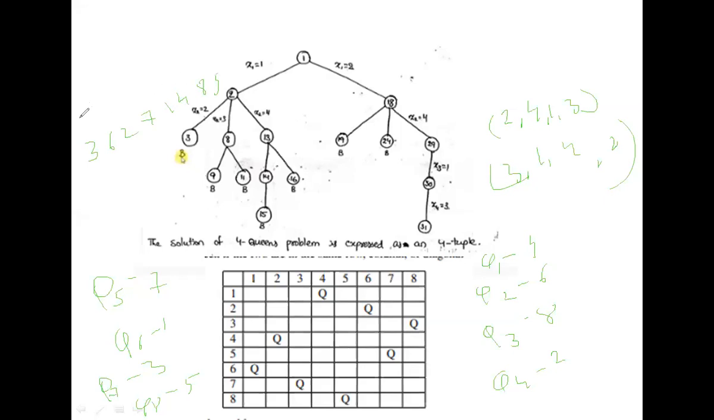So just start from Q1 to Q8. Q1 to Q8 here in the line. This is Q1. Another solution is 3 6 2 7 1 4 8 5. So we just solve the problem in the same manner. You construct the solution subtree, first taking Q1 in the 1st column and Q2 in the 2nd, Q3, Q4, Q5 in the same manner. Then this is the solution for the 8 queens problem.